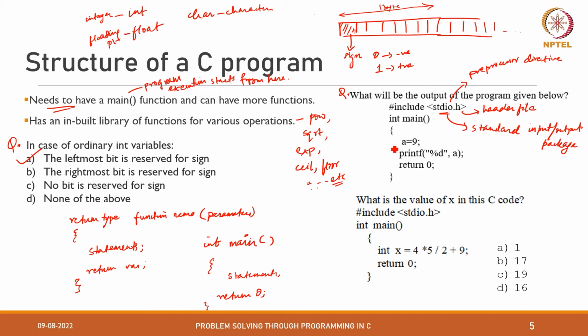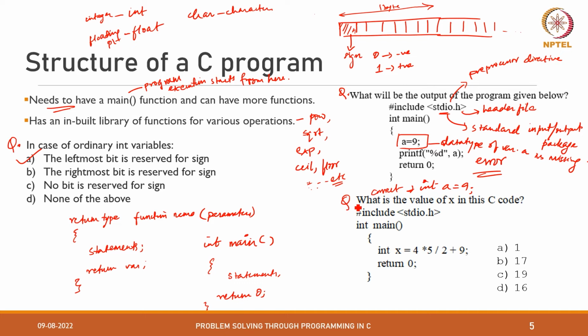So the output of this program, if I have to say it objectively, would be an error. Why? Because we have not defined the data type of variable a. The data type of variable a is missing. Ideally, we should have defined it as int a is equal to 9. Only then would it be the correct way of representation. So it will throw an error here.